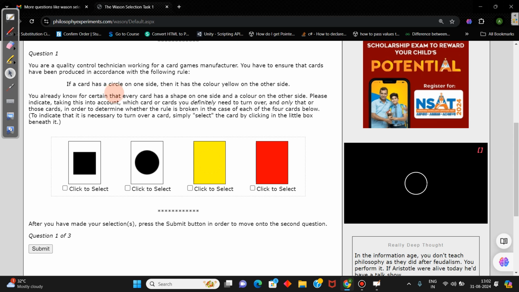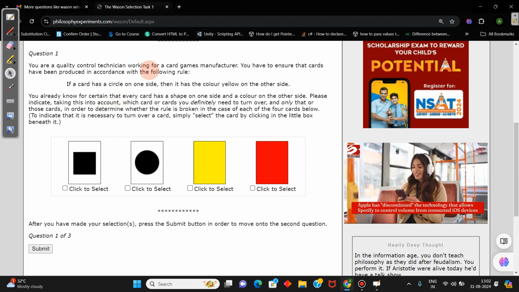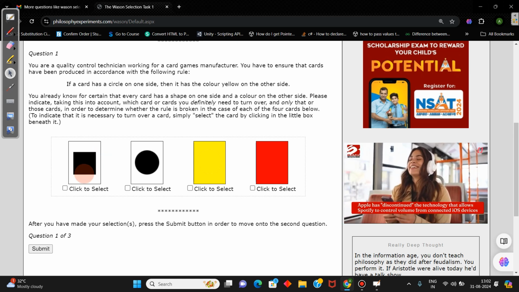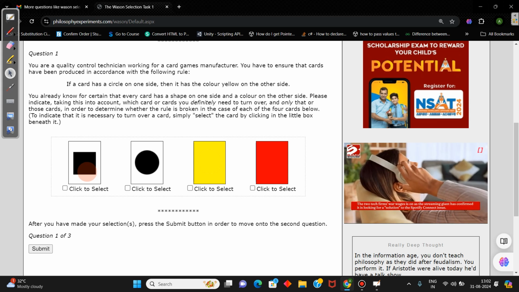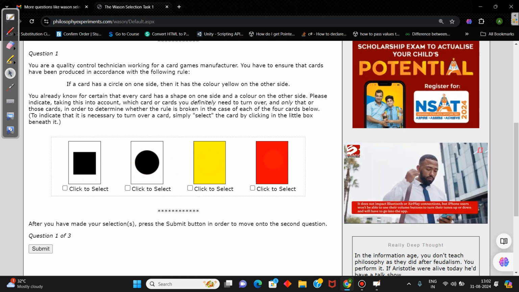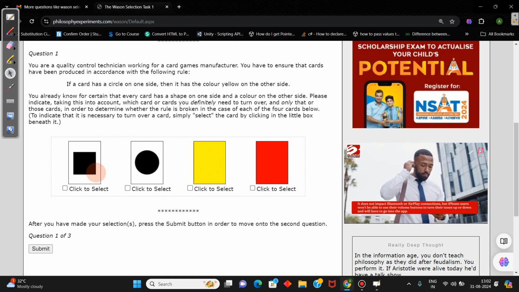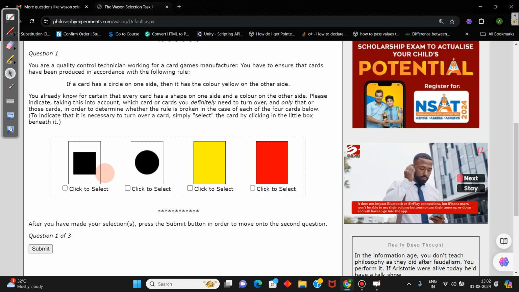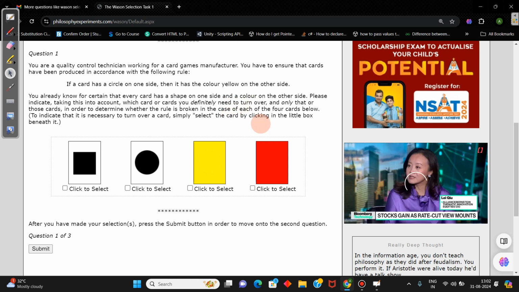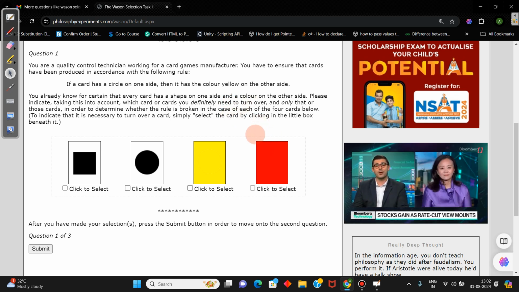You know that for every card there is a shape on one side and on the back side there is a color, and you have to pick or check the minimum number of cards out of these four cards. How many minimum cards do you have to turn and check whether this rule is being followed or violated? I hope you understood the question. So let us convert this problem into a mathematical equation.